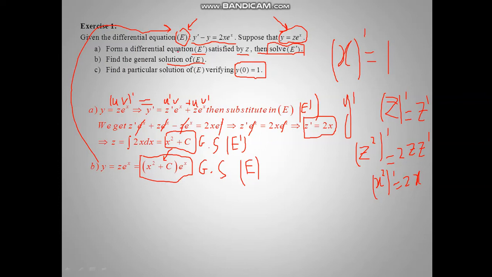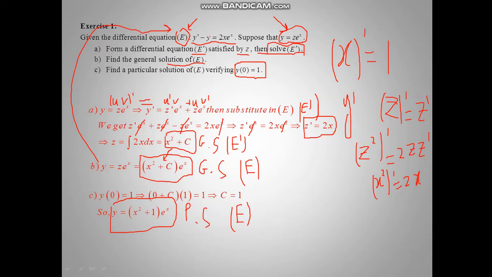Okay. Now we have to find the particular solution. It's very easy. We replace x by 0 and the value is equal to 1. Replace x by 0 here. So we get 0 plus c times e^0 equal to 1, so c equals 1. This one here, when we replace c by 1, is a particular solution of E. It's not for E prime, it's for E because it's y. So it's very easy.